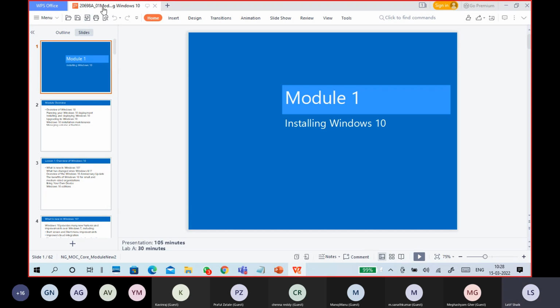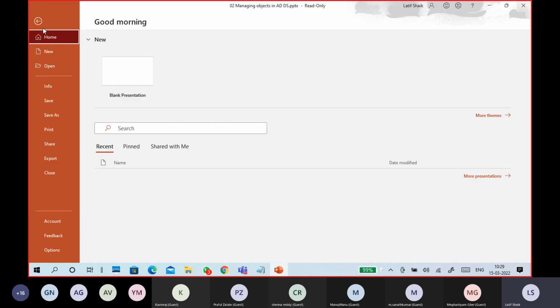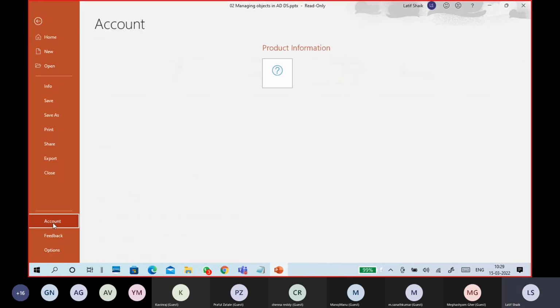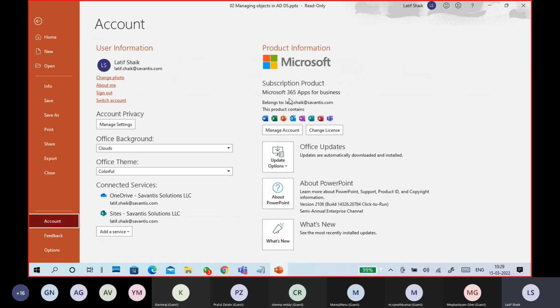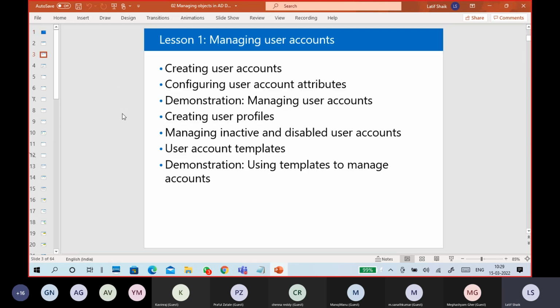See, it is open in WPS Office. Earlier I used this WPS Office because I didn't have MS Office. But currently my organization has given an Office ID for Office 365. If you see, it has my Office account, savantis.com. When I gave that, I automatically got licensed. I didn't purchase this MS Office, Office 365, my organization purchased it directly. So with my Office account, meaning my organization email ID, I can log into Office 365 and use it.